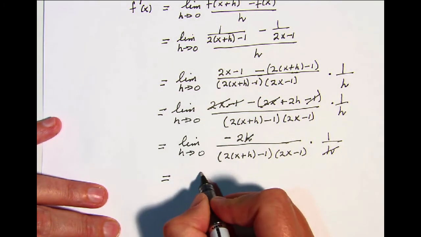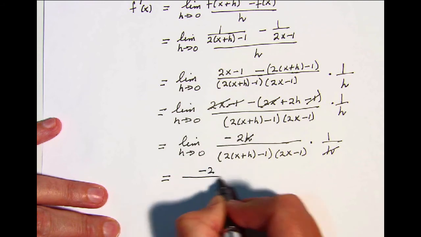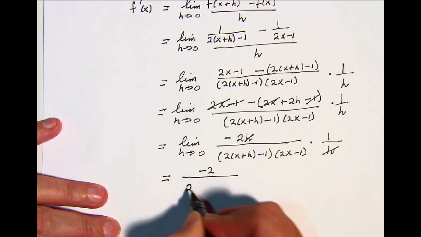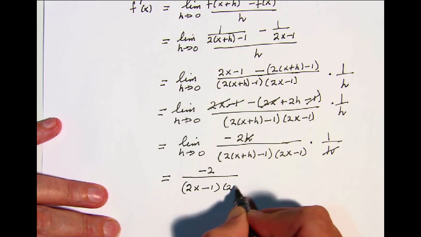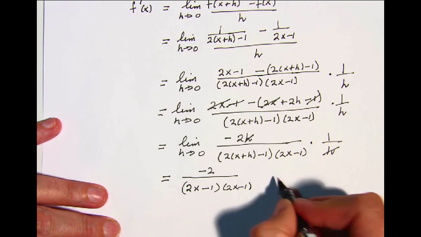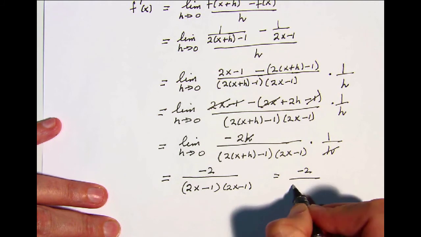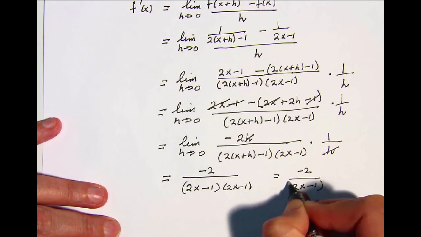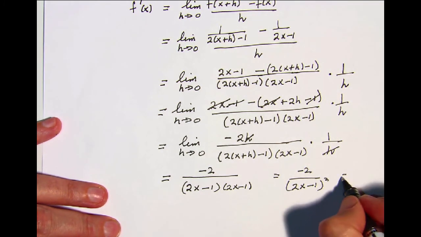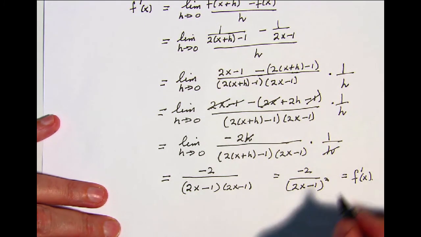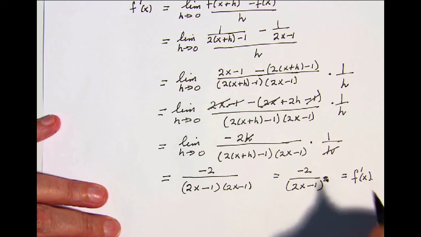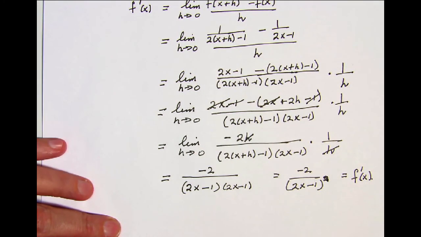exists, and it equals minus 2 over 2x minus 1 by 2x minus 1. And that's minus 2 over 2x minus 1 squared. And that is the derivative of f with respect to x, and we can see it exists everywhere except when x equals 1/2.